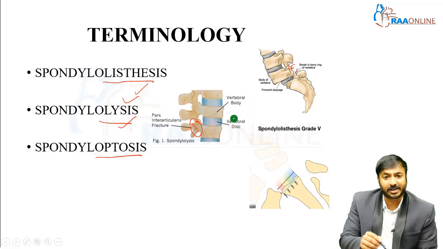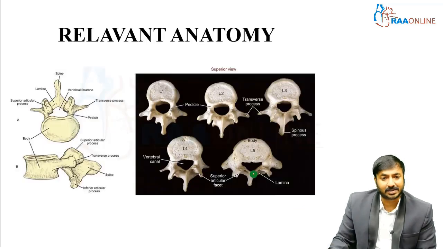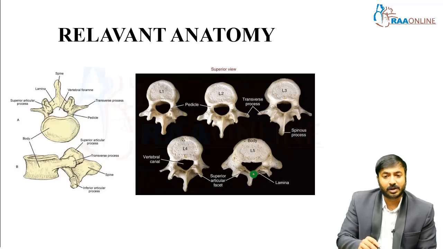Now you have various grades of listhesis. The highest grade of listhesis, where the vertebral body actually lies in front of the caudal vertebra, is called spondyloptosis. That's total listhesis. To understand listhesis, it's very important to understand the relevant anatomy of the lumbar spine.